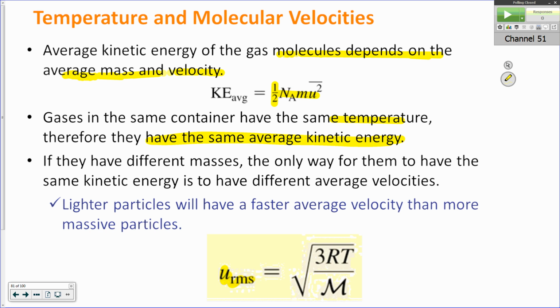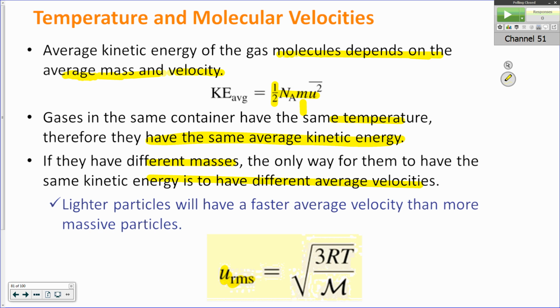So what happens if you have molecules that have different masses? Because there's a mass term in the kinetic energy, to have the same kinetic energy, the small molecules have to have a different velocity. If mass goes down, they're going to have to be moving faster. And the big molecules are going to be moving slower in order to have the same kinetic energy. So there's a relationship given by this equation.